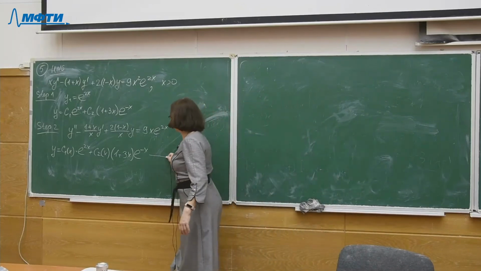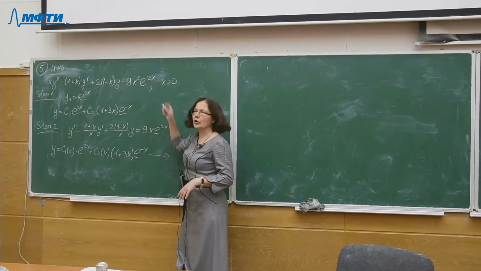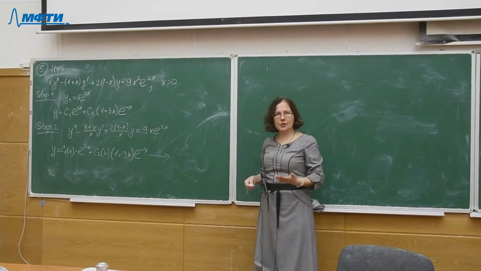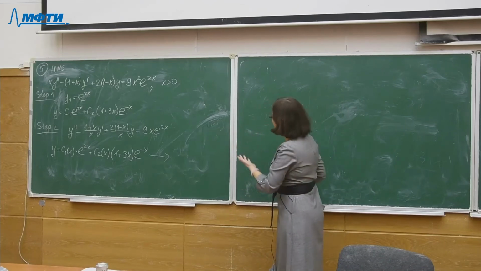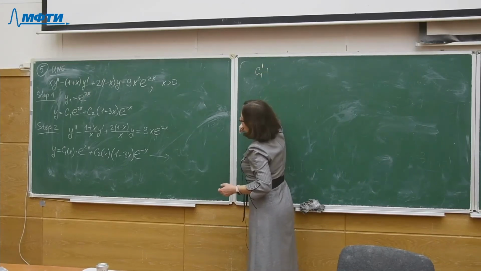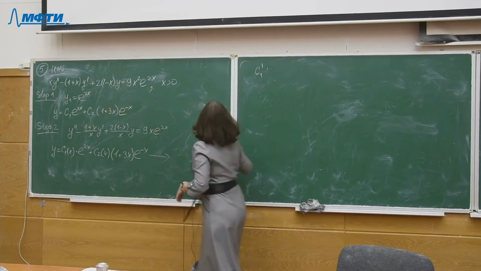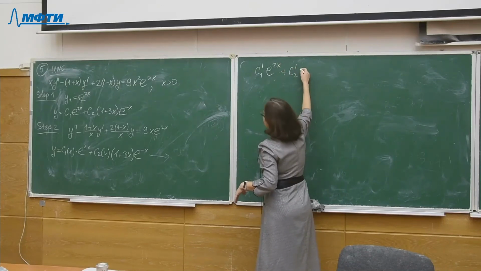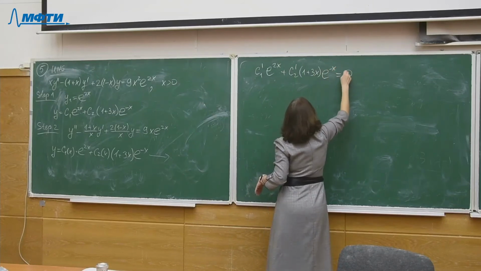So from this form of the solution for the non-homogeneous equation, we should consider the derivatives of C1 and C2. We will get the linear equation for derivatives of C1 and C2, and it will be in the form C1 prime times the linearly independent solutions times e to 2x plus C2 prime times (1 plus 3x) times e to negative x equals 0.